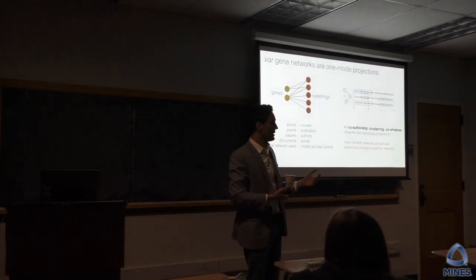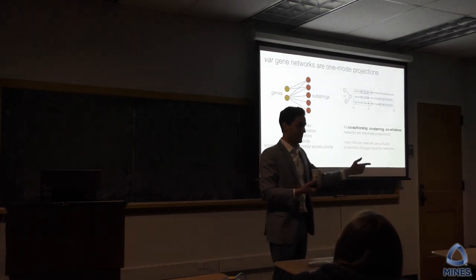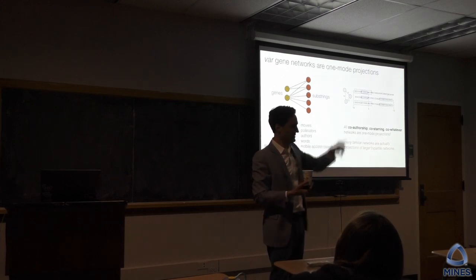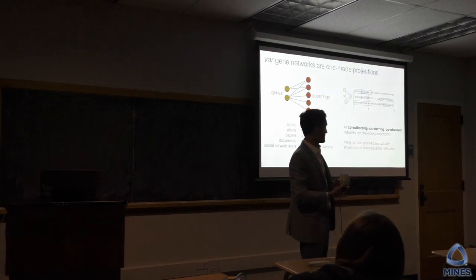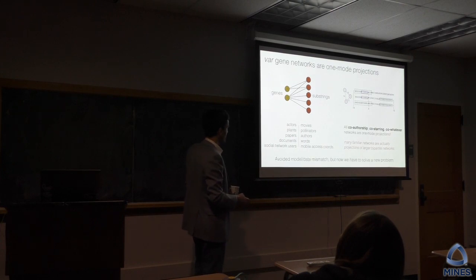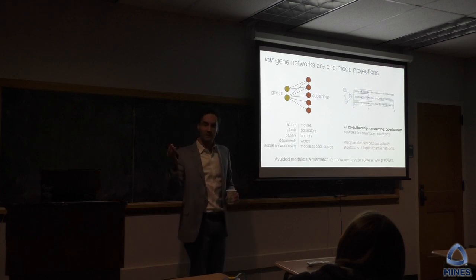So when somebody asks you, do you know what your Erdos number is? What you're really doing is a shortest path calculation on the projection of a larger bipartite network, which is authors to papers. And you're asking how many hops in the bipartite network does it take to get to Erdos? Okay. So we've avoided model data mismatch because instead of looking at these unipartite projections where we have the cliques, now we're saying, these are really bipartite networks.